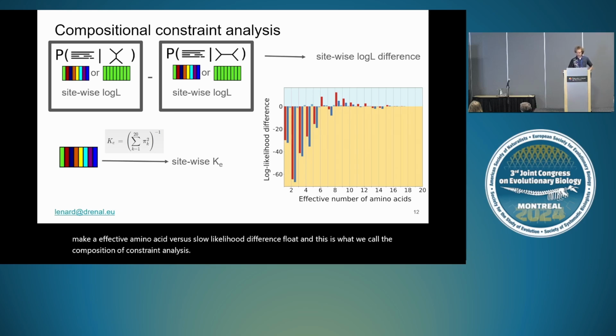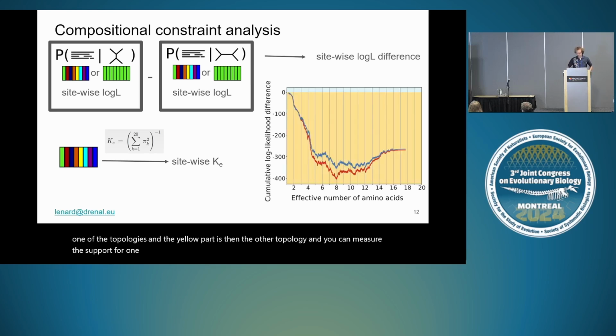You can bin it by effective number of amino acids, then you get this plot, where this will show you the support for one or the other topology. So the upper, the blue part is then one of the topologies, and the yellow part is then the other topology. And you can measure the support for one or the other. The other version of this plot is the cumulative, and you take the cumulative difference. The good thing is that then you have the final likelihood, what actually IQ-TREE would give you.